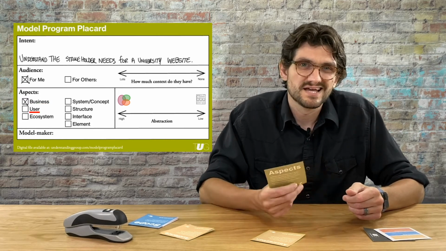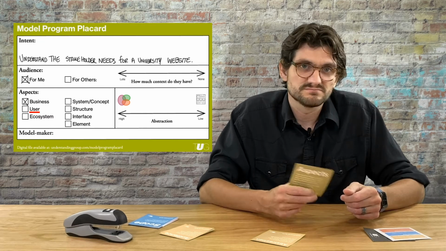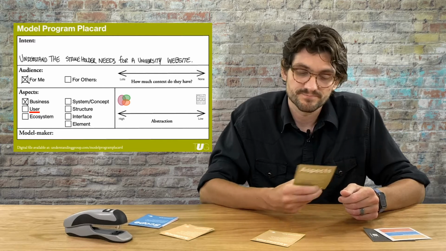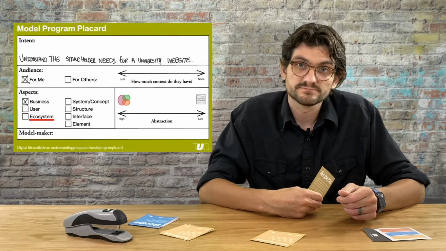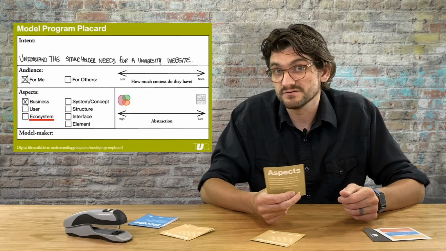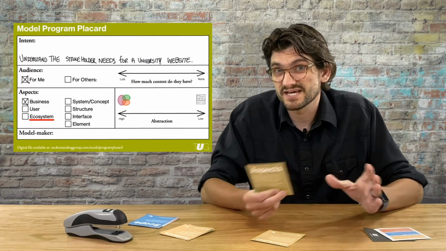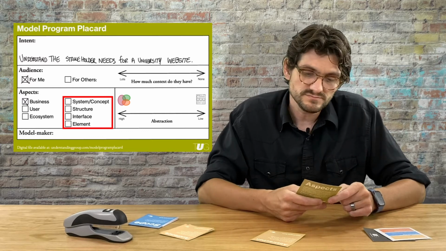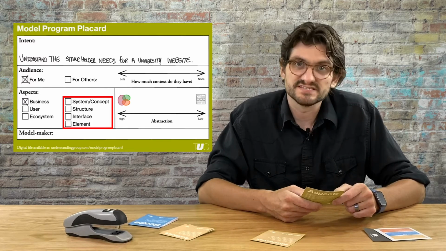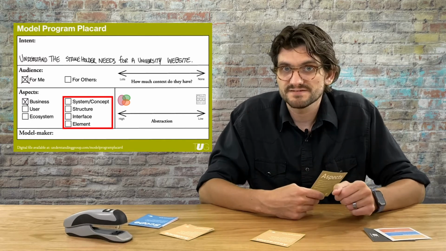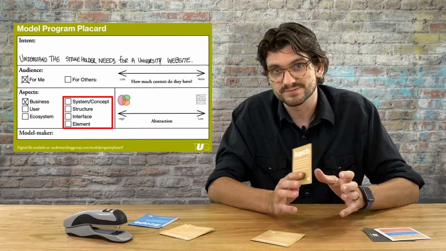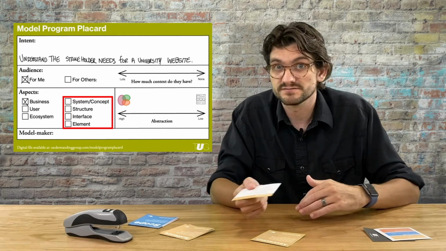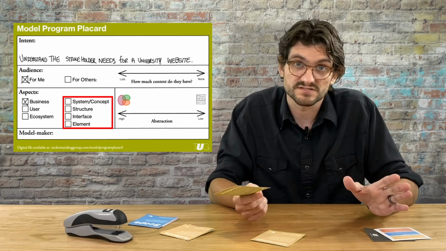Users. That doesn't really fit at this point, so we can skip it. We aren't focused on end users, we're focused on the business. Ecosystem. The larger context will come into play later, but the ecosystem is outside of what the stakeholder needs are, so we can skip that one too. System, structure, interface, element. All of these have to do with the website as a digital place, but we aren't there yet. We're still just trying to figure out what the stakeholders need out of this place. So we aren't going to focus on any of those in this model either.